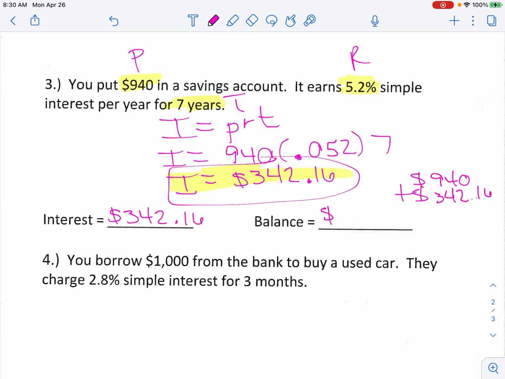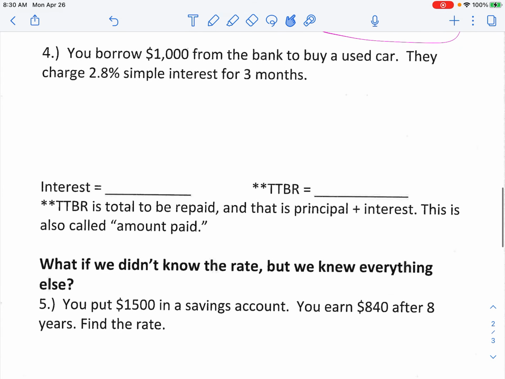So at the end of 7 years, your bank account will have $1,282.16. So you've earned $342.16 interest. You now have $1,282.16 in your bank account.